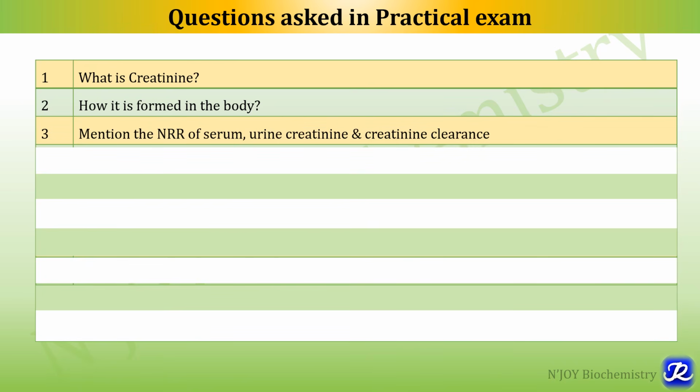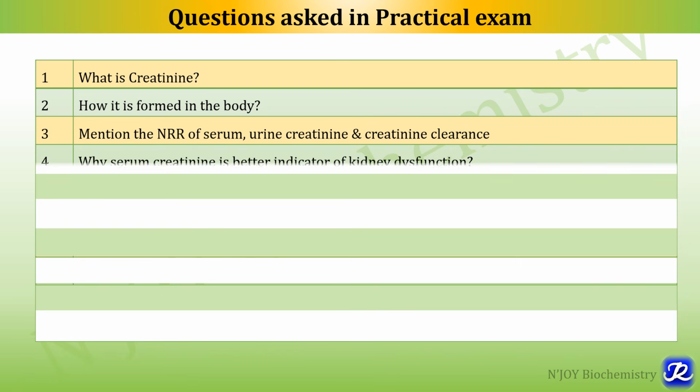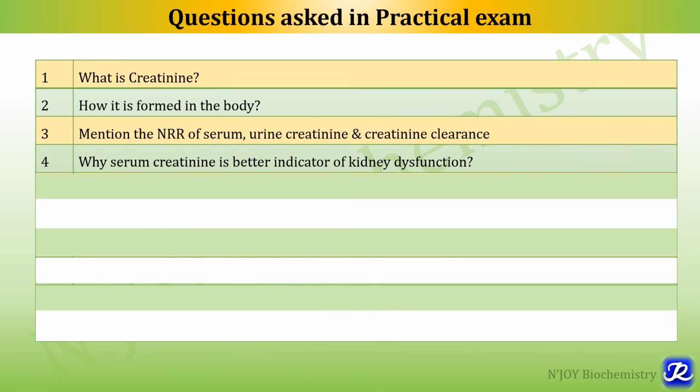Mention the normal reference ranges of serum creatinine, urine creatinine and creatinine clearance. Why is serum creatinine a better indicator of kidney dysfunction than urea? Because the serum creatinine levels are not influenced by age or dietary intake, and this serum creatinine is freely filtered, it is not reabsorbed, only some amount is secreted, and the rate of formation is constant, so the blood level does not fluctuate much. So these are the various advantages of estimating serum creatinine and it is a better indicator of kidney dysfunction than serum urea.